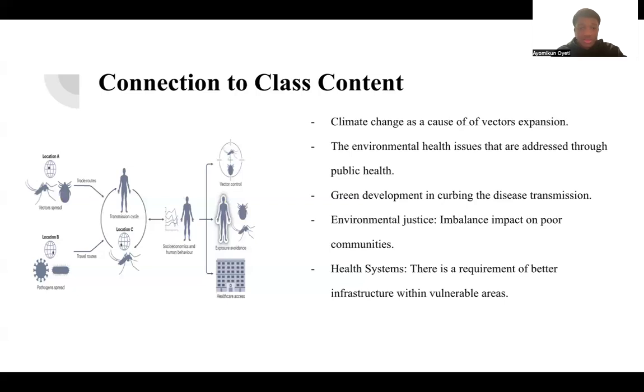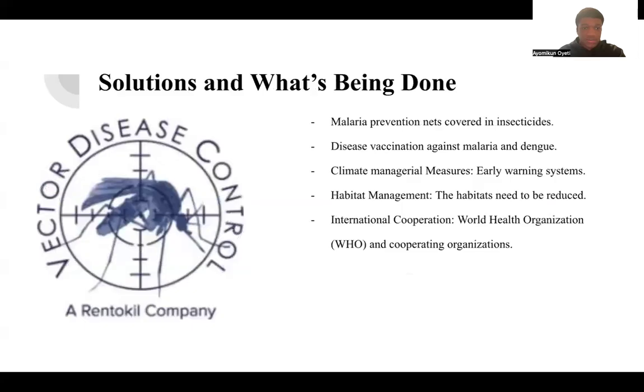How it connects to climate change: climate change is a cause of vector expansion, and the environmental health issues are addressed through public health, green development, and curbing disease transmission. Environmental justice: imbalance, impact on poor communities, and health systems. There is a requirement of better infrastructure within vulnerable areas. All these are different themes that we've covered through the year that relate to climate change and population health, and that's how it relates to the class this past semester.